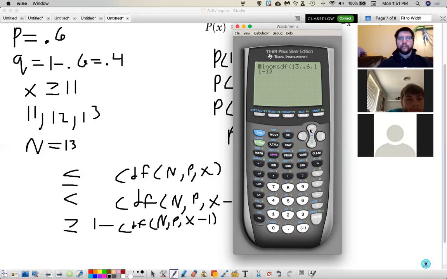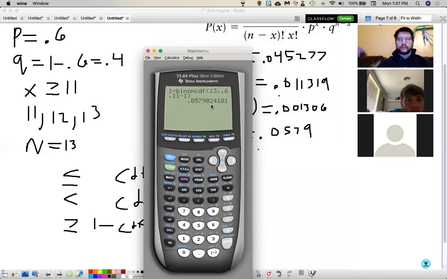Doesn't matter at all. But make sure you go back, second, insert 1 minus that number. And this will give me, look at that, 0.0579. Same thing we got by hand. So that's how you do the binomial CDF on the calculator, the TI anyway.